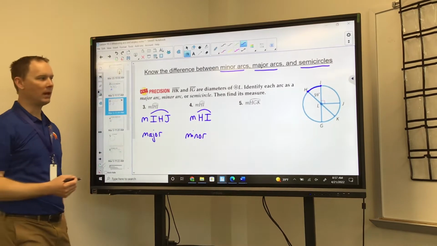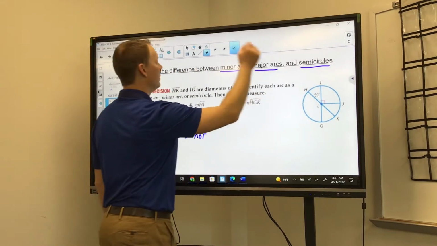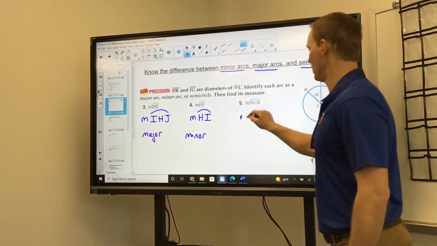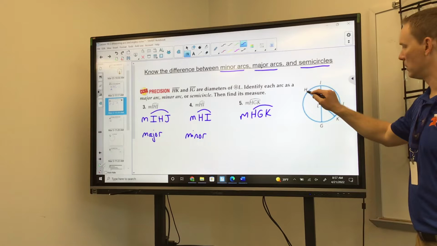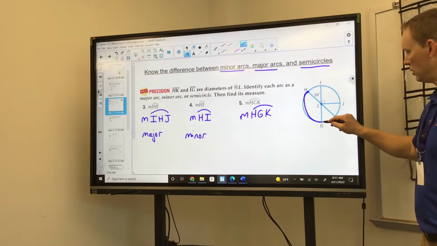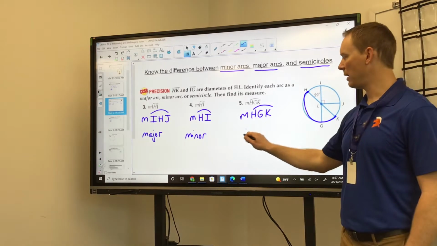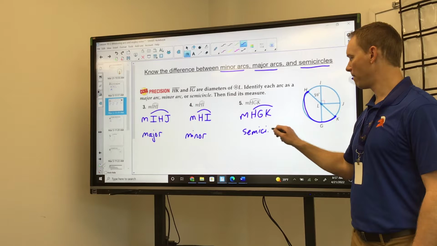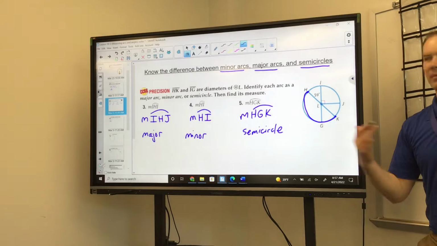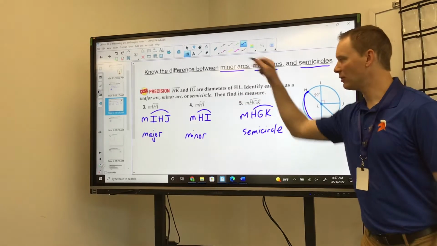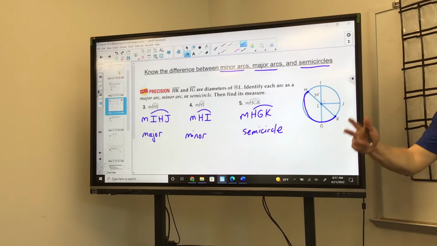And lastly, HGK, the measure of arc HGK, starts at H, goes to G, and then to K. You'll notice that goes exactly halfway around our circle. We call that a semicircle. That's pretty much it. We're going to talk about measures on the next slide here, but those are minor arcs, major arcs, and semicircles.